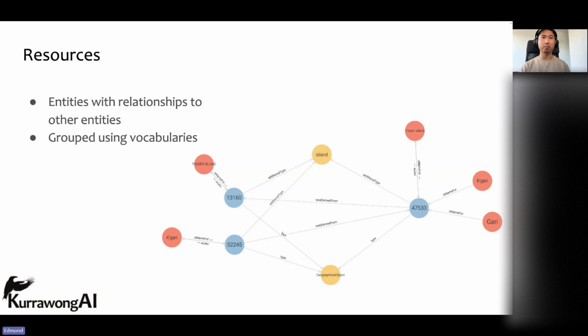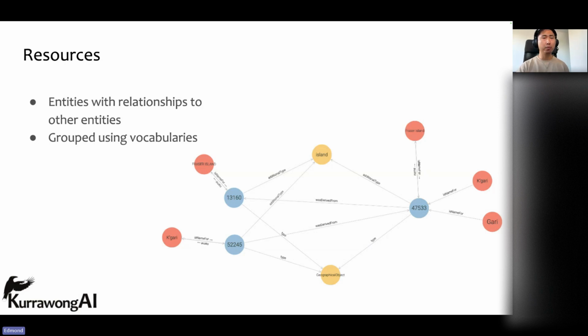Those are the names for those blue things. So that node on the right, 47533, has 3 names for it: Fraser Island and 2 other indigenous versions of Gari. And just by looking at this, we can see that they have these relationships to these other blue things, and it's saying that it's derived from those things. So we can see that this thing supersedes those other things.